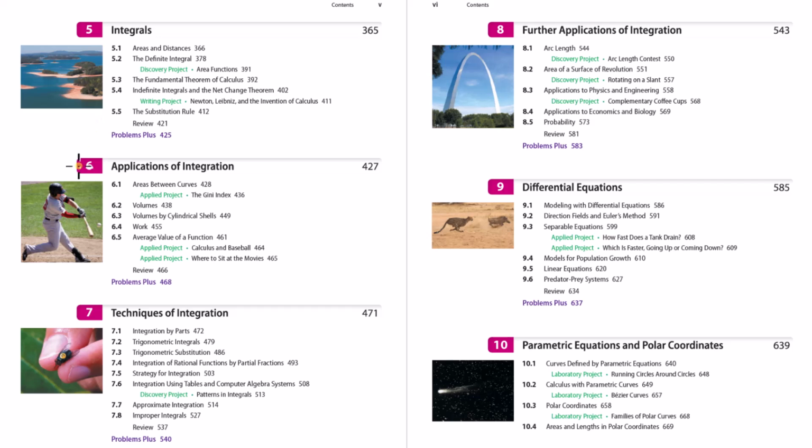We're continuing with Chapter 6, which is on applications of integration. In this video, we're going to go through Section 6.2, which is on volumes.